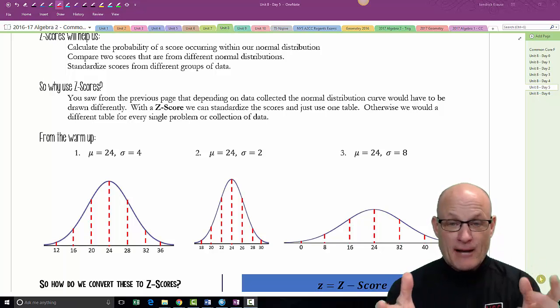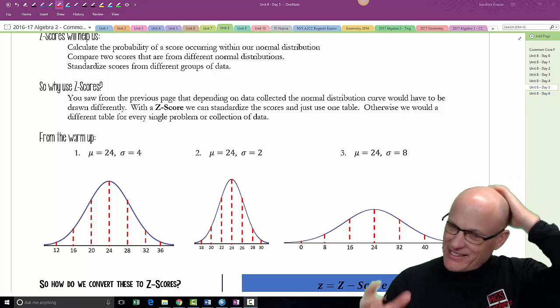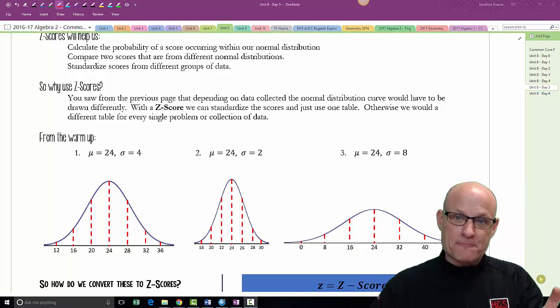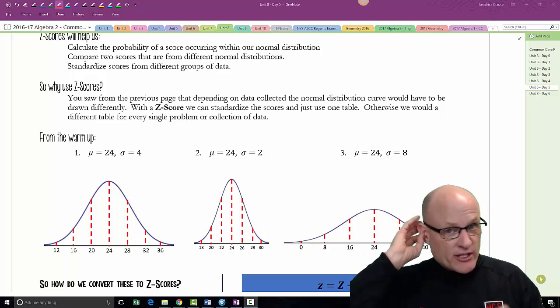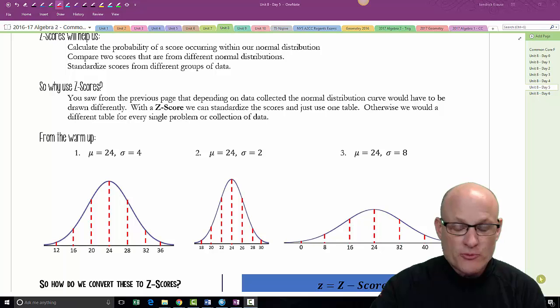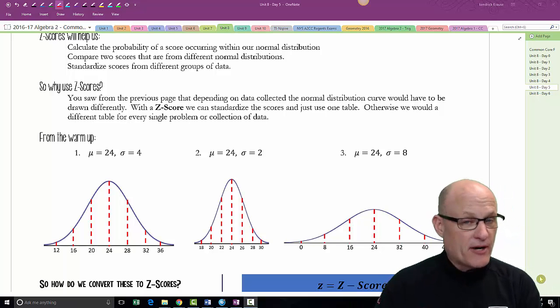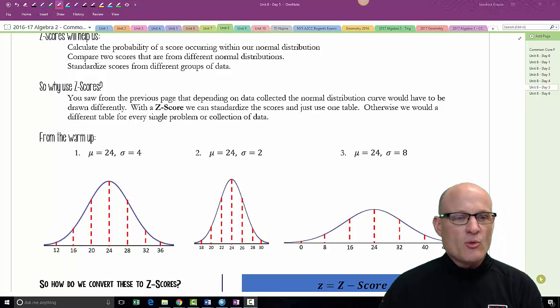As we go through these problems, you're going to see how you're able to compare different groups. It's going to take you a little bit of time, so bear with it. You'll see that this is really the easiest way to handle comparing different groups of data that really have nothing to do with each other, but you can compare them. So why use Z-scores?